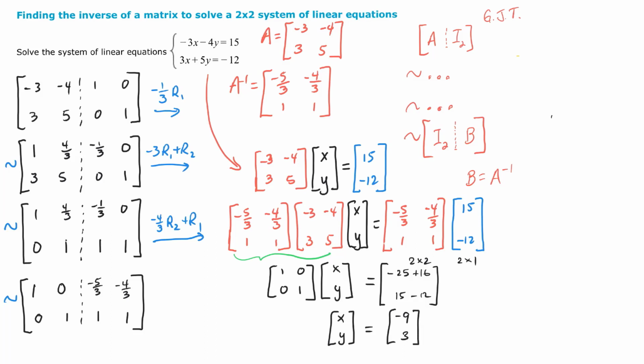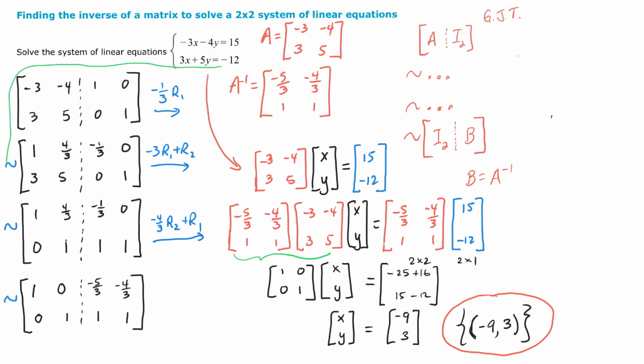How do we write our final answer? Our final answer is a solution set. It's a set consisting of a unique ordered pair, and that unique ordered pair is negative 9, 3. Even though I'm just going to circle the answer here, more importantly is the work. What work do you want to show? All these little steps and procedures are just as important.